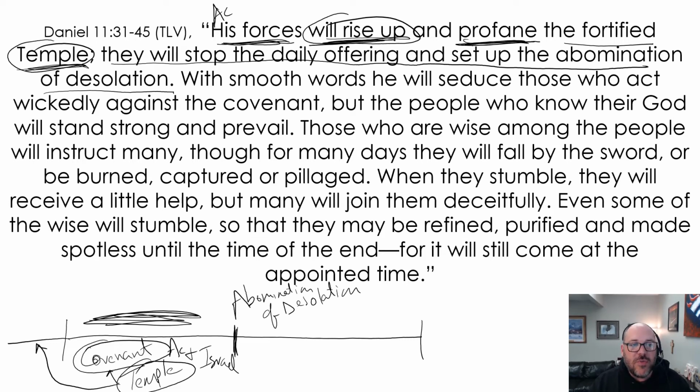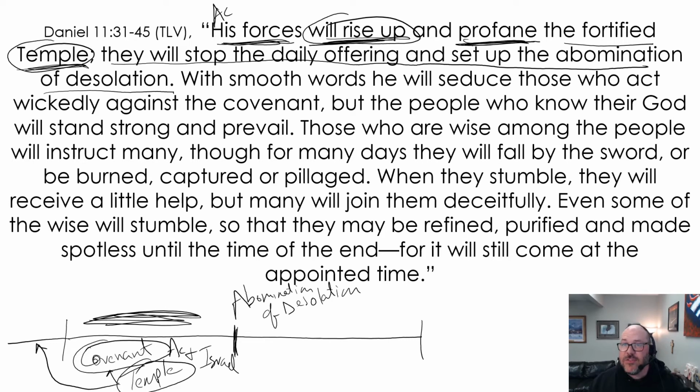So, what will they do? They will stop the daily things that are going on in the temple, the daily offerings, the daily prayers, the daily sacrifices. Sacrifices in the day of the functioning of the temple was more than just a blood sacrifice and a killing. There were also grain offerings. There were the incense prayers that would rise up. There was all kinds of activity that would go on in the temple. Whatever was going on, the Antichrist is going to rise up with his forces and profane the temple and stop the daily offering.